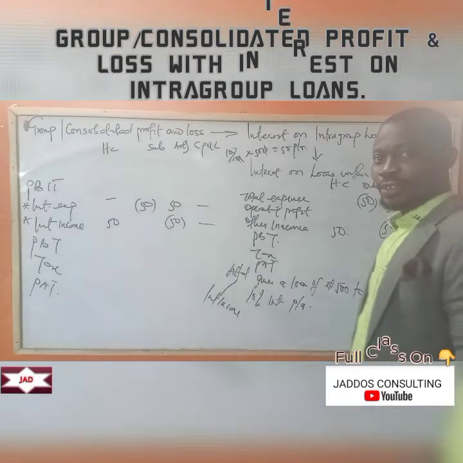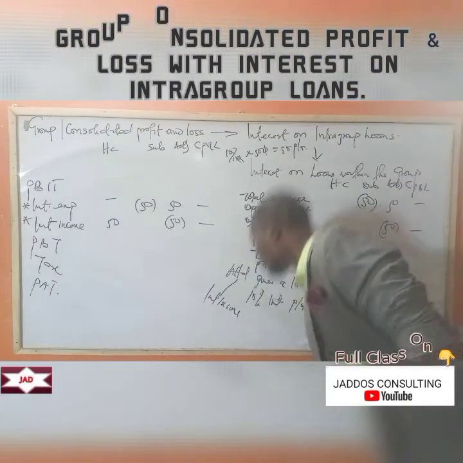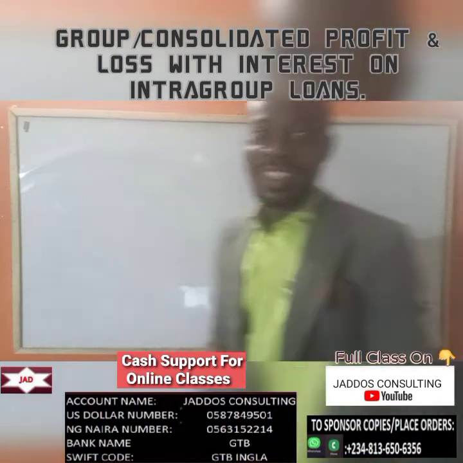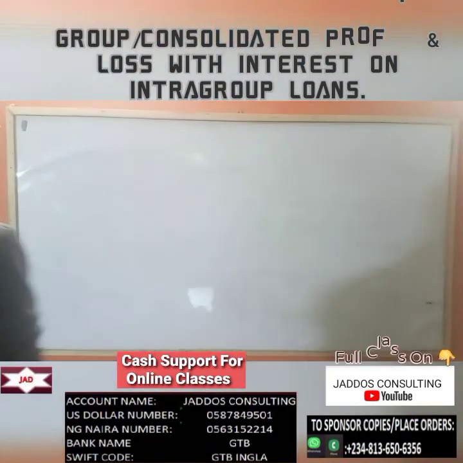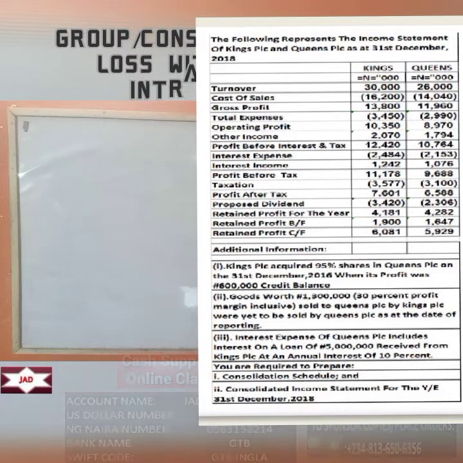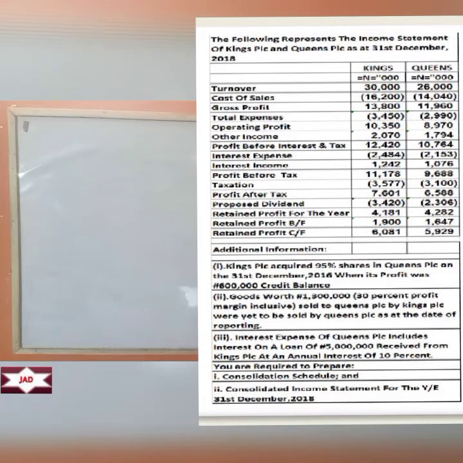So let's quickly take a straightforward question so we understand what we're talking about here. Okay, let's take this question so we have an idea of what we're talking about. So here we have the following, which represents the income statement of King's PLC and Queen's PLC. So we have turnover, cost of sales, gross profit, total expense. Then we have operating profit. Then we have other income. We have profit before interest and tax, interest expense, interest income, profit before tax, taxation, profit after tax. We have it all the way down there. Then we have additional information there.